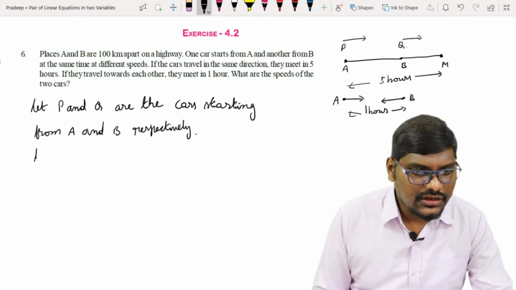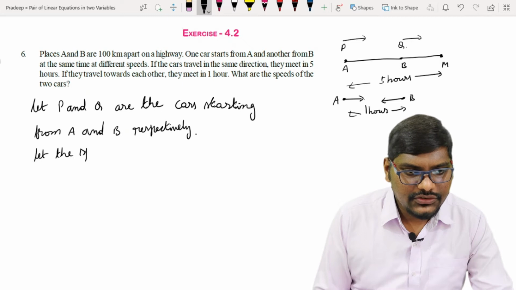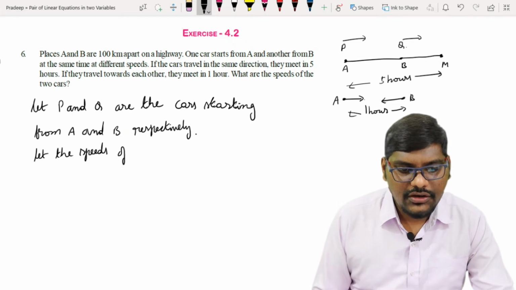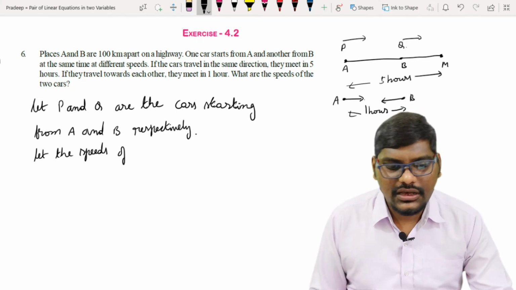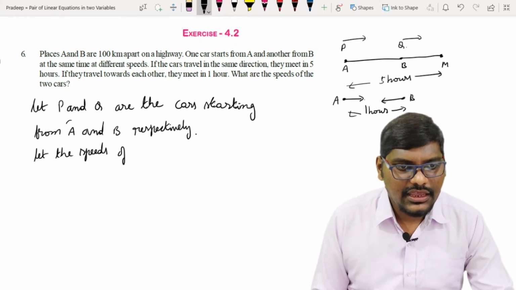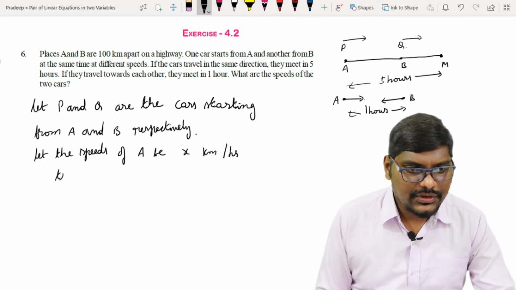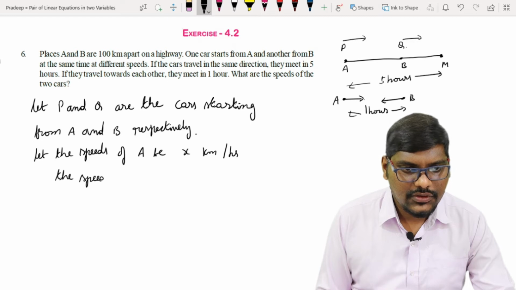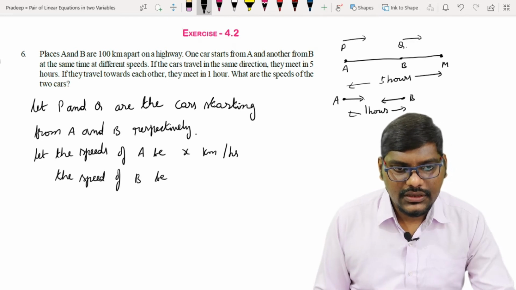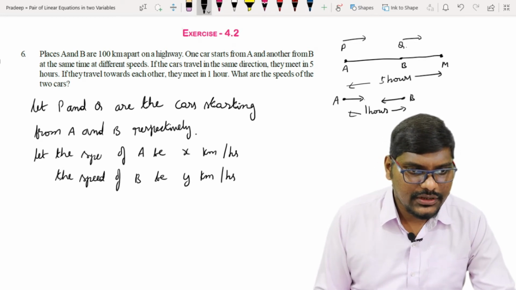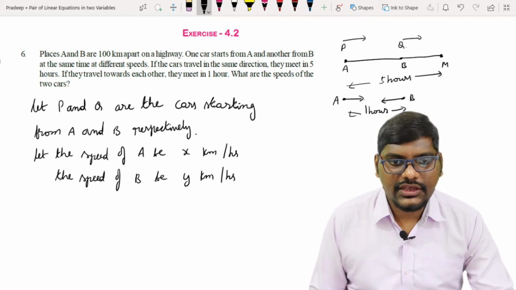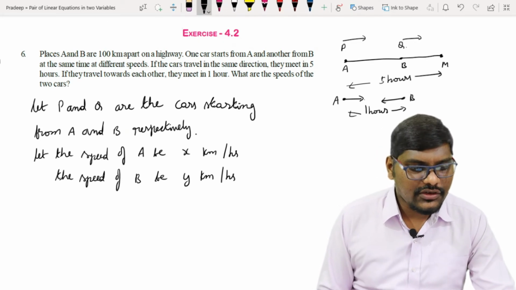Now we can say what their speeds are. Let the speed of A be x kilometers per hour and the speed of B be y kilometers per hour. So A's speed we are taking as x kilometers per hour, and B's speed we are taking as y kilometers per hour. These things we can write.